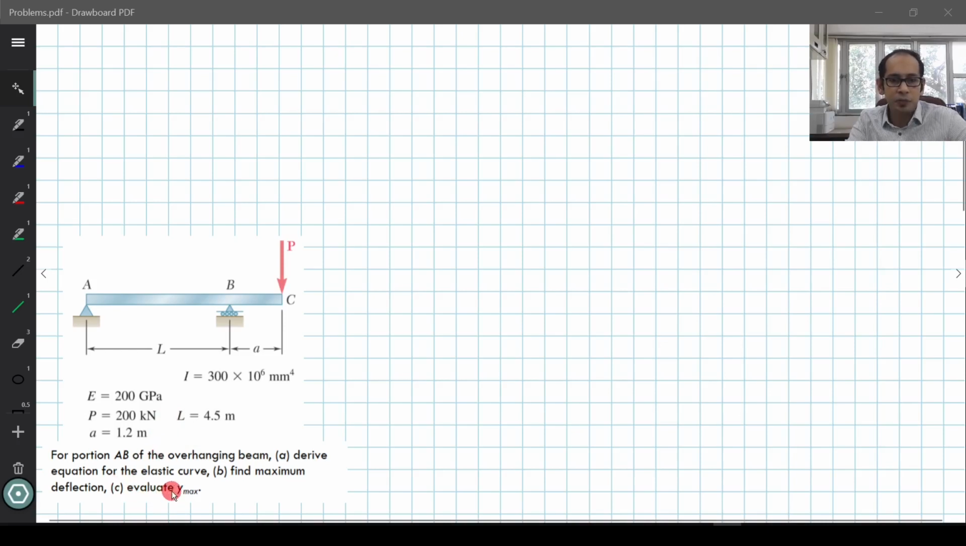Now all of this, it asks for just this portion AB, and there is a reason why, and you will later understand why it asks only for AB and not at the point C over here. So let's go ahead and start doing this particular problem.